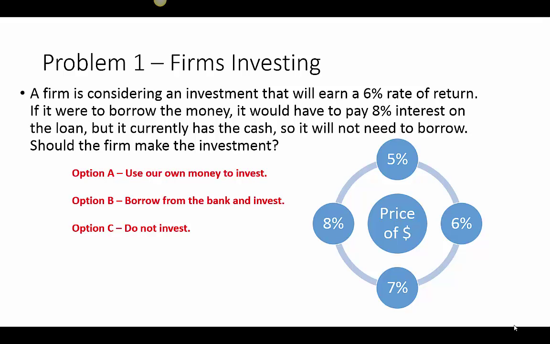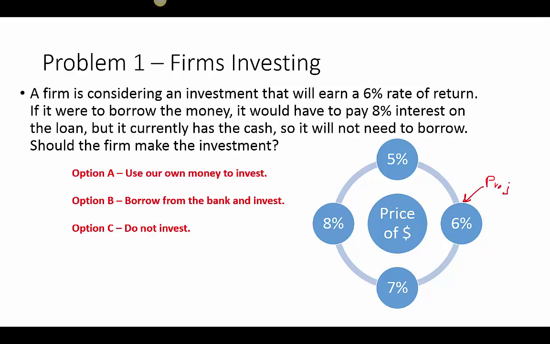So I have three options laid out here. One is we're going to use our own money and invest, right? Option B, we're going to borrow from the bank and then invest. And then option C is do not invest. So which is the correct one? Let's take a look, and it really centers around the fact that's in the blue diagram that's laid out, right? So what we have here is a project, right? It's at 6%. So this is our project.